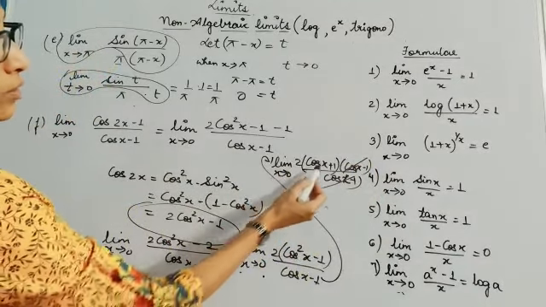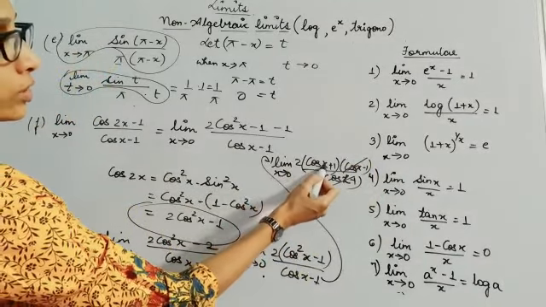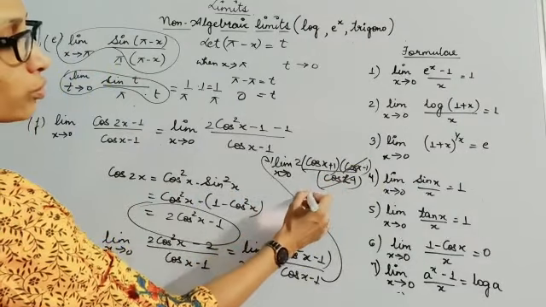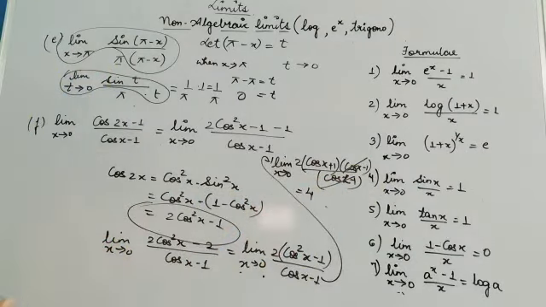Now you can put x equal to 0 over here, and you know cos 0 is 1. So 1 plus 1 will be 2. 2 into 2 will be 4. So you will get your answer as 4.